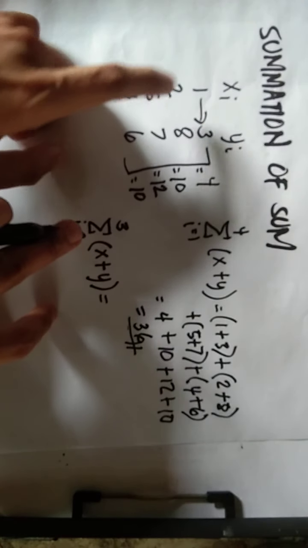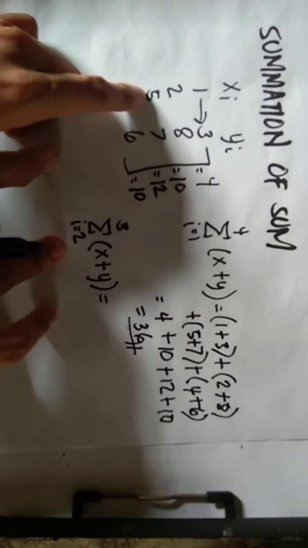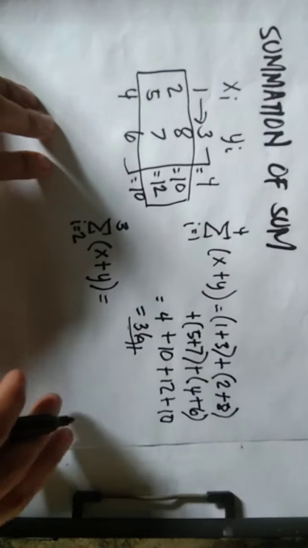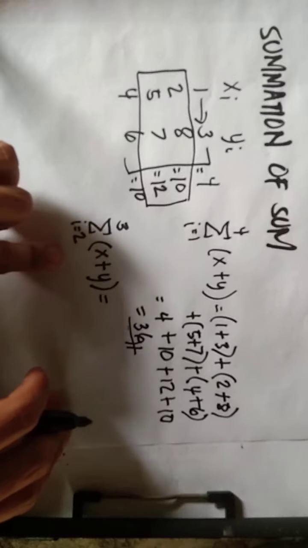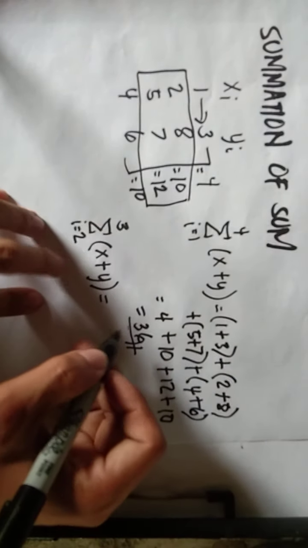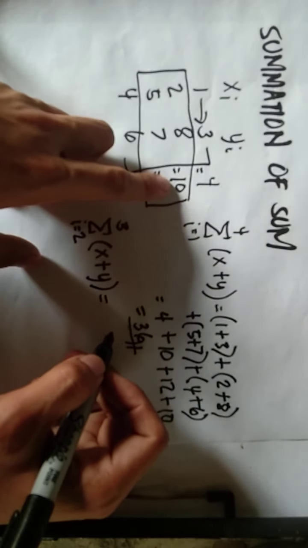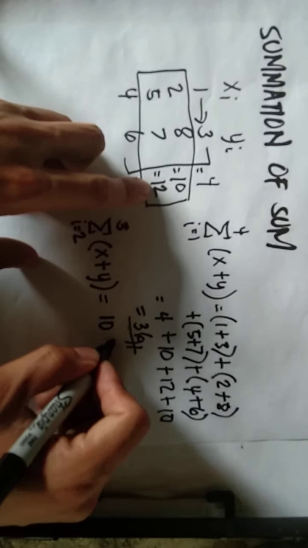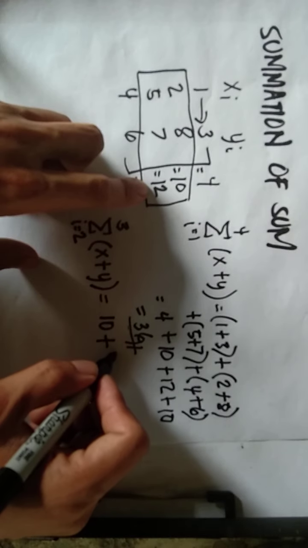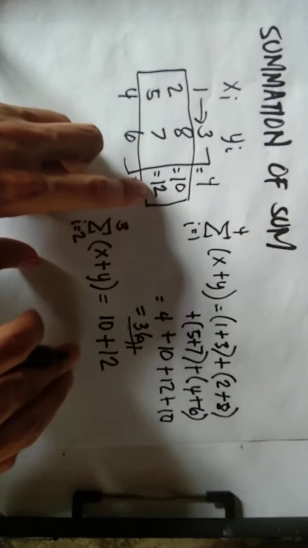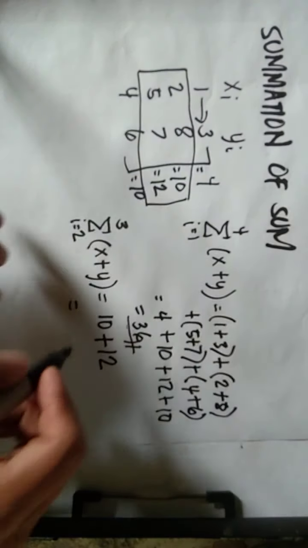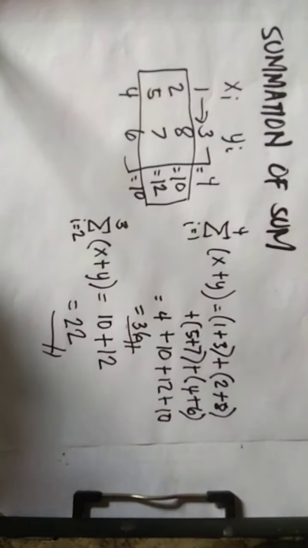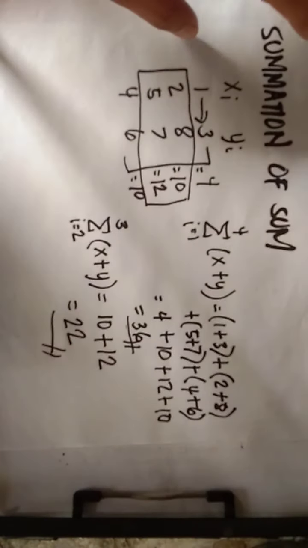mula 2 hanggang 3. So, since ito lamang yung hinihingi ng ating given problem, ang gagawin lang natin, we just have to look for yung ating number 2 and then yung ating pang third na ordered pair, that is 10 plus 12. And 10 plus 12 is equal to 22. And that is our final answer for the summation of sum.